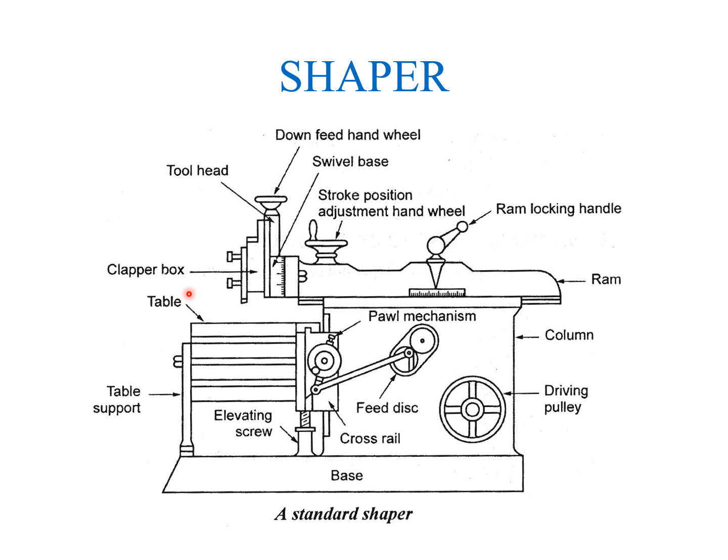Then clapper box. The clapper box carries the tool holder. The main function of the clapper box is to provide clearance for the tool in the return stroke, and it prevents the cutting edge from dragging on the workpiece during the return stroke and prevents tool wear.